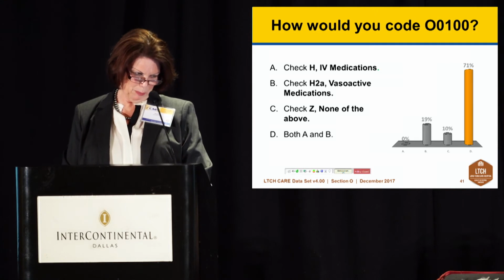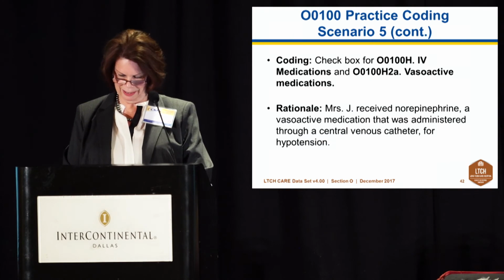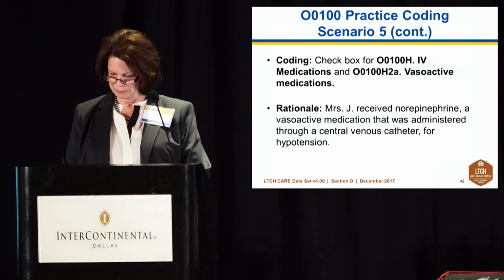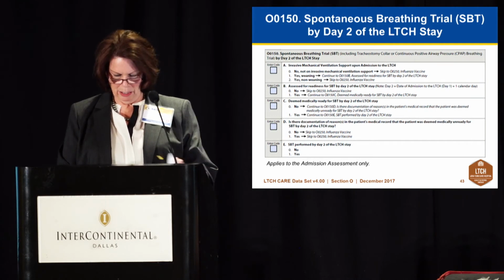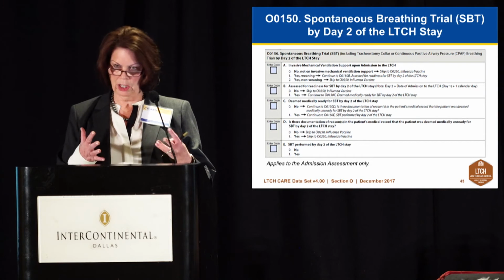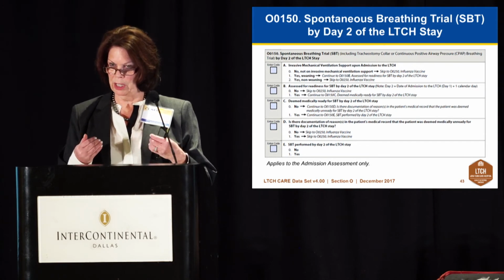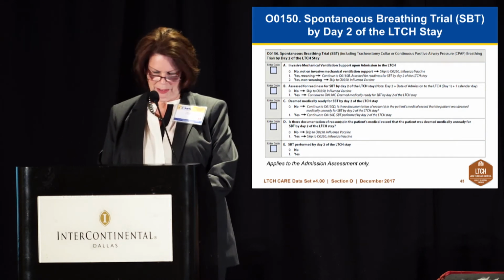Okay, 71% selected D, both A and B, IV medications and vasoactive medications. That is the correct response. Thank you. So I'm sorry I didn't go over the rationale, but the rationale is you check both because we've asked you to check off the, I'll call it the parent item, the IV medications, and then the data element of vasoactive medications.